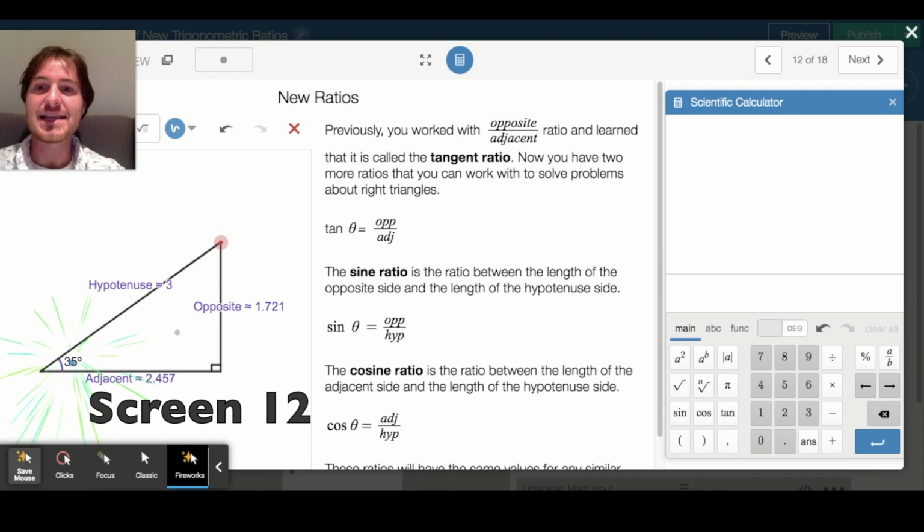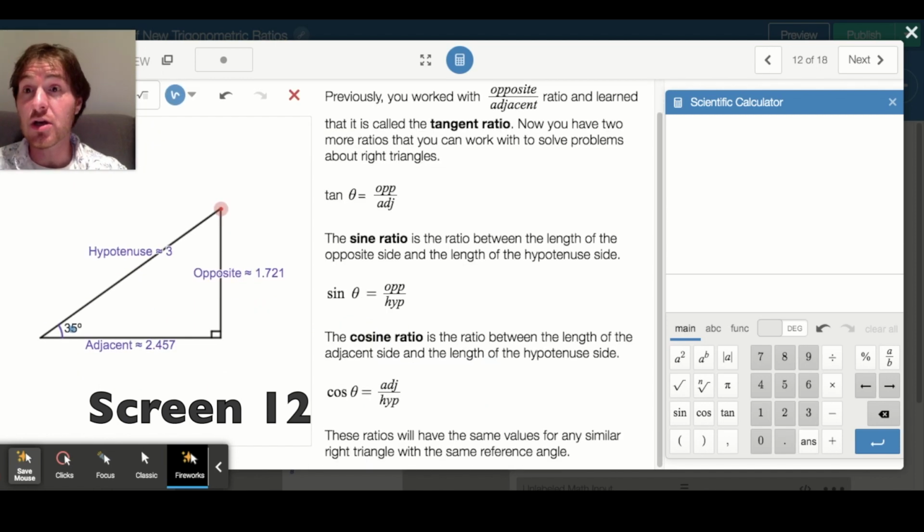Sine of 35 degrees is its opposite over hypotenuse ratio. SOH, that's what you remember. So anyways, there you have it. Look at that, opposite over hypotenuse. The sine ratio is the ratio between the length of the opposite side and the length of the hypotenuse side.